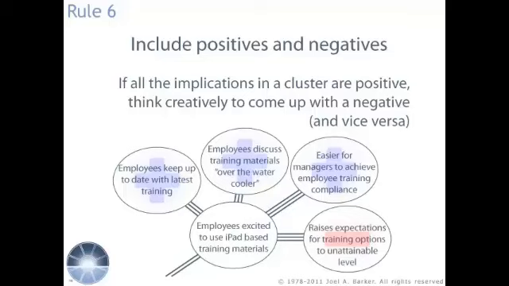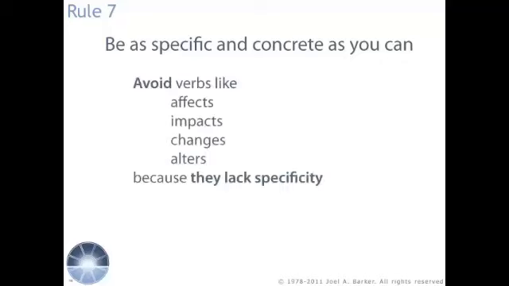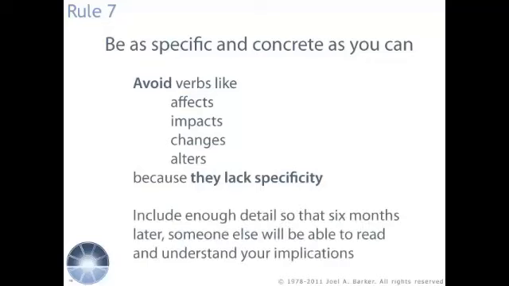Rule 7. This is the most important rule. When you offer an implication, you need to be as specific and concrete as you can. Avoid verbs like affects, impacts, changes, alters, because they lack specificity. What kind of impact? What kind of alteration? Specific answers trigger specific implications. Generalities trigger more generalities. A good rule is to include enough details so that 6 months later, someone who is not part of your team can read through your arc and understand your implications.